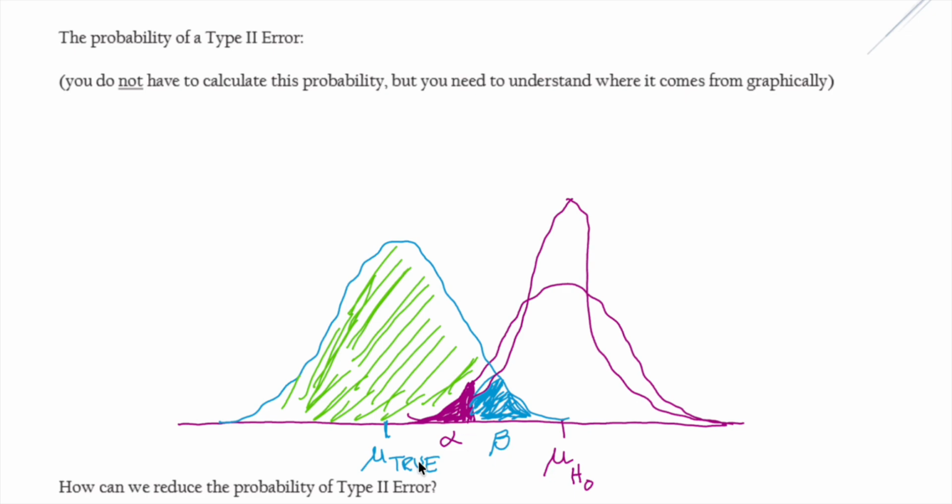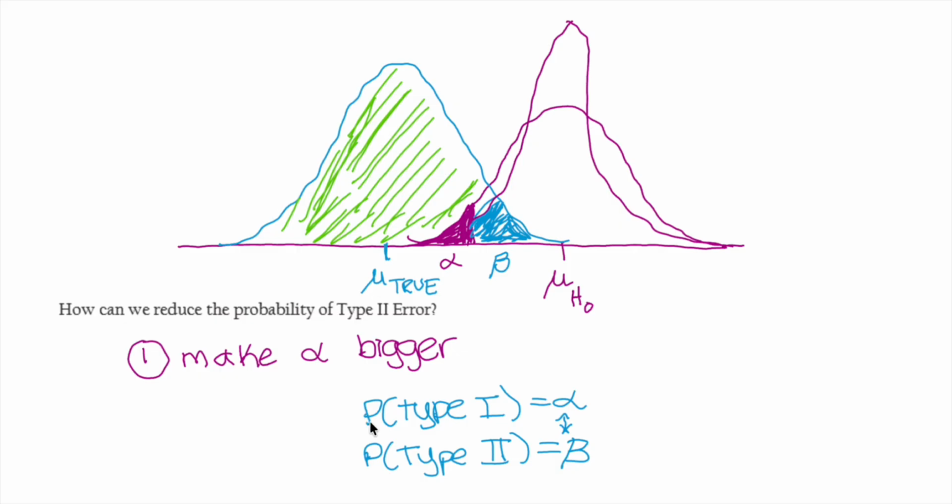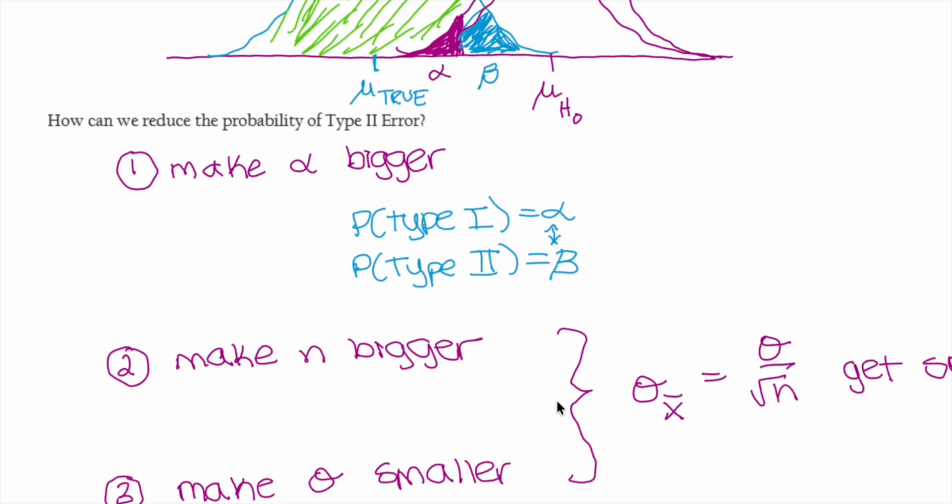Okay, so let's move on to the second question. How can we reduce the probability of type 2 error? Well, first we can make alpha bigger, and as I said before, the probability of making a type 1 error is alpha, and the probability of making a type 2 error is beta, and they are inversely related.